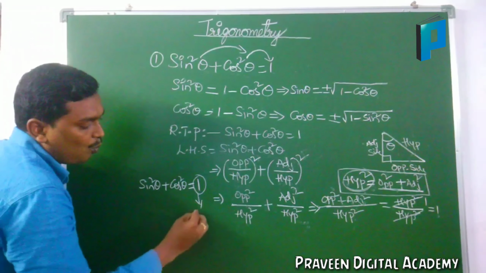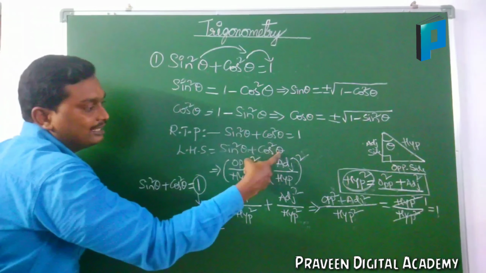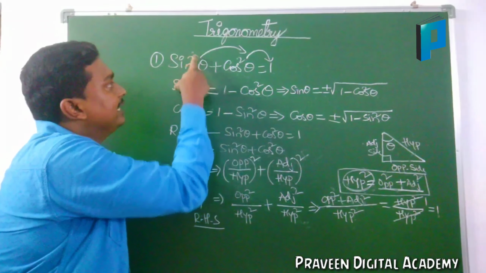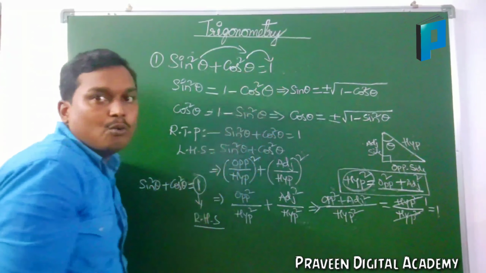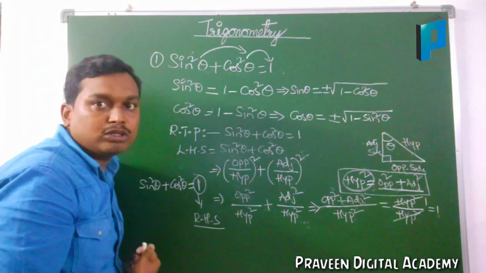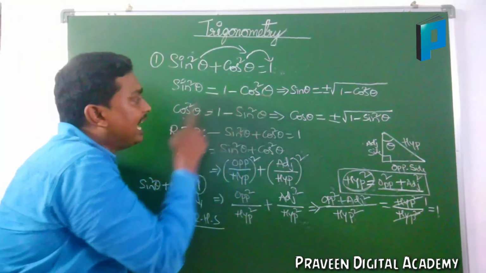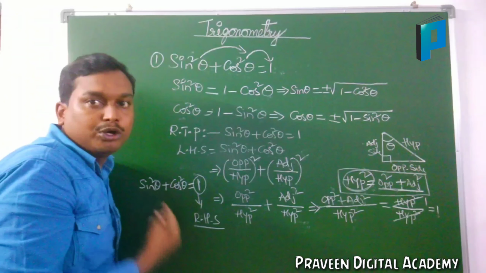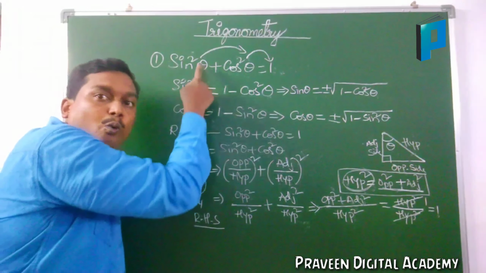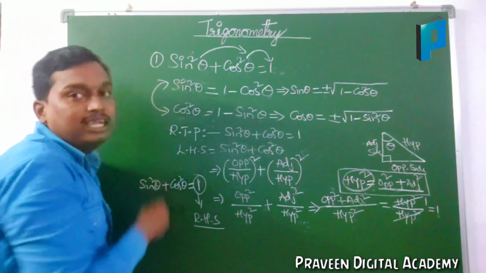So this 1 is called as RHS. This RHS and LHS both are equal. So we can say sin square theta plus cos square theta is equal to 1. This is the proof of this identity. If the first identity is true, the second and third identities are also true. By this identity only we got these two identities. So the first identity is true, so both these identities are also obviously true.